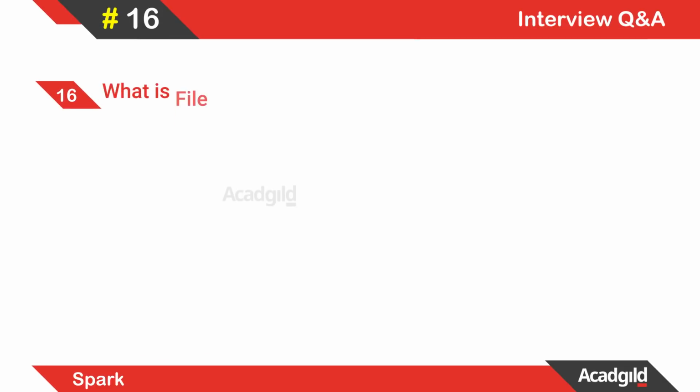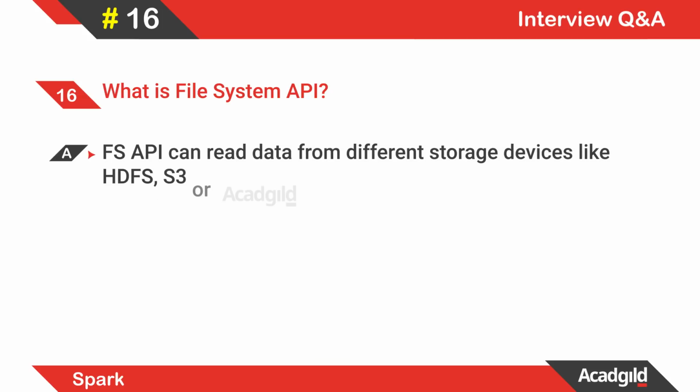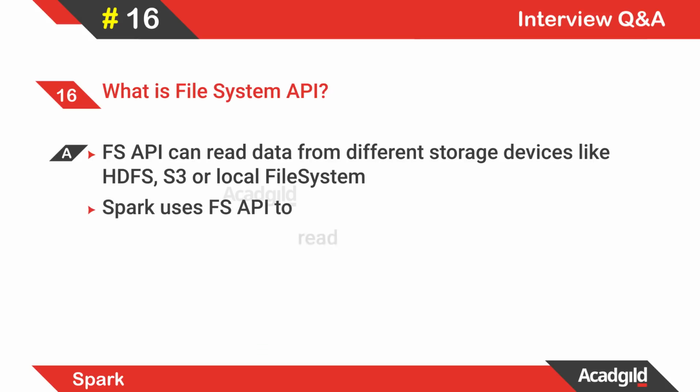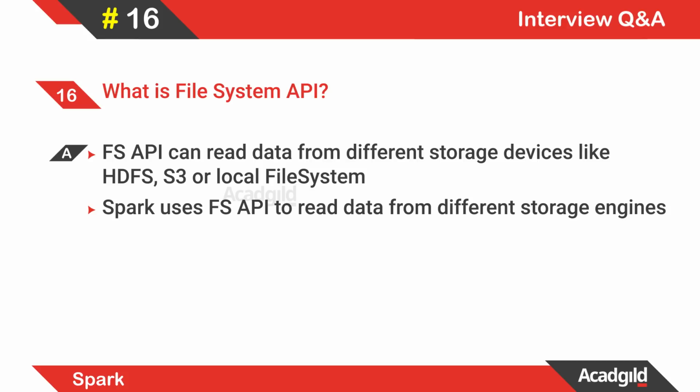Now let's try to understand what the Spark file system APIs are. File system APIs can be used to read data from different storage devices like HDFS, Simple Storage Service S3, or a local file system, or from any other storage system. Spark uses file system APIs to read data from different storage engines as well. You can read data from any NoSQL or SQL databases as well. You can read data from sensors or a satellite or from any other devices as well inside Spark.